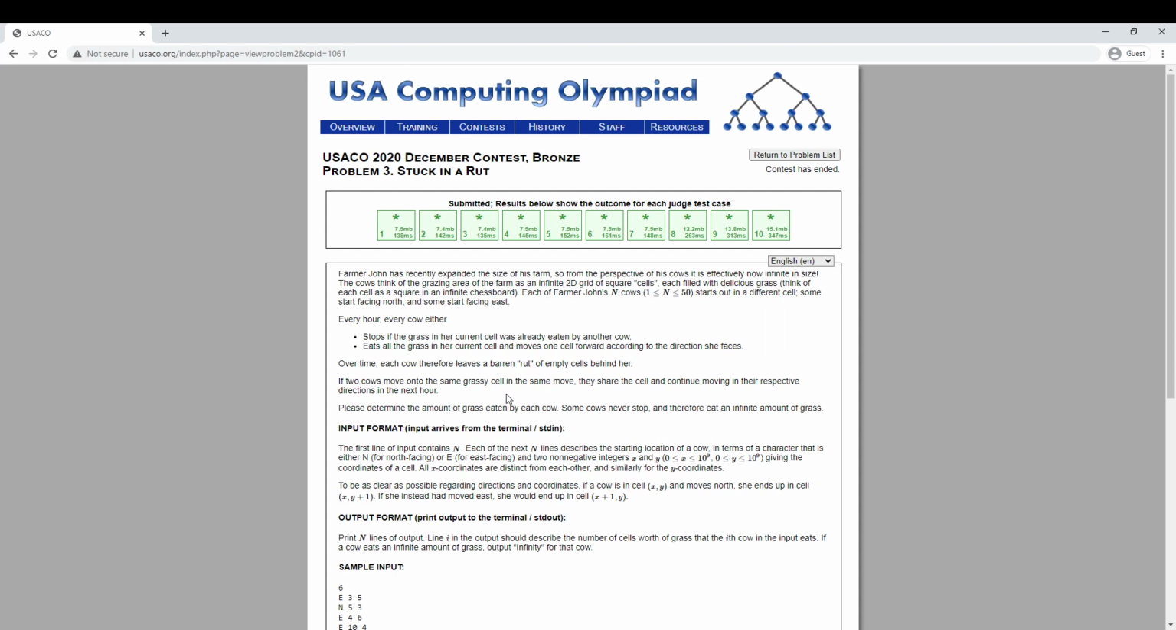Okay, so anyway, that is this problem, which is definitely the hardest bronze problem of the 3.